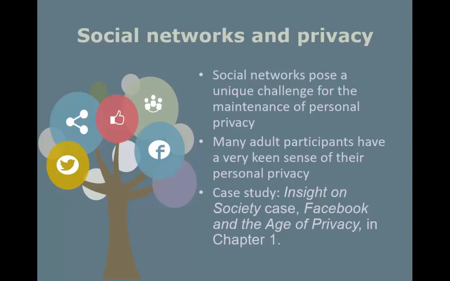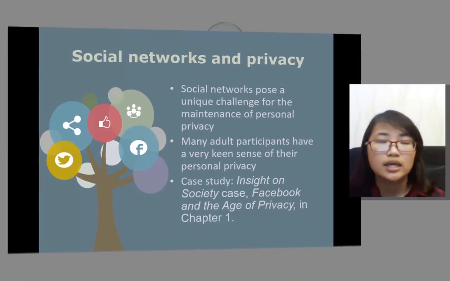The second part of privacy is privacy in social networks. It is an important issue about privacy. Social networks pose a unique challenge for the maintenance of personal privacy. Many adult participants have a very keen sense of their personal privacy.